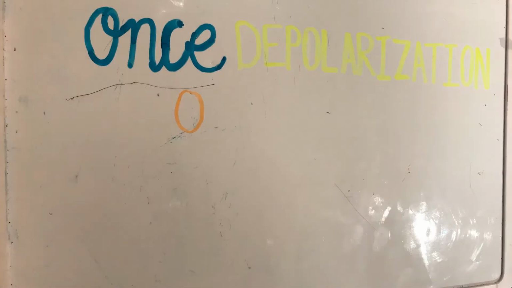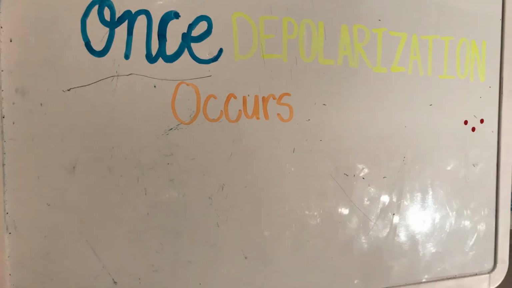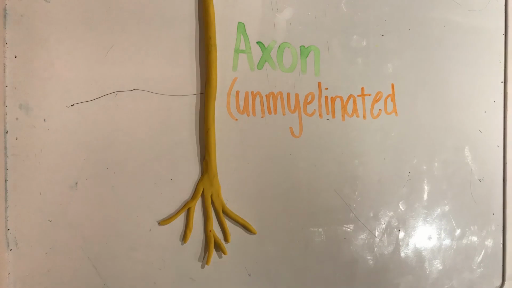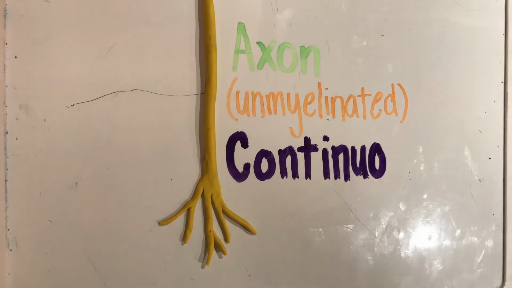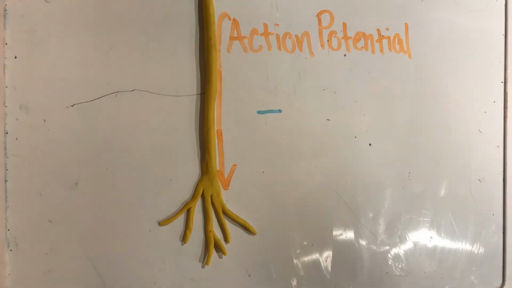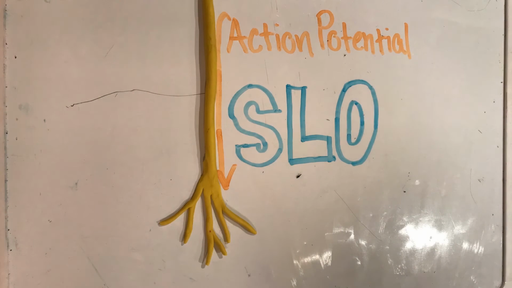If a cell is depolarized, then an action potential propagates down its axon. Myelinated and unmyelinated axons use different forms of propagation. In an unmyelinated axon, there is a use of continuous propagation, which means that the action potential has to travel all the way down the axon. This makes this process very slow.